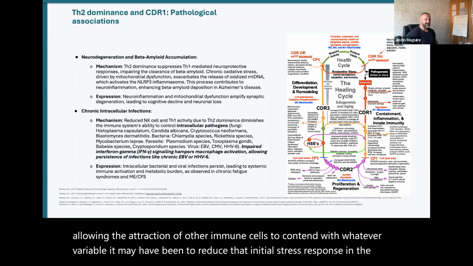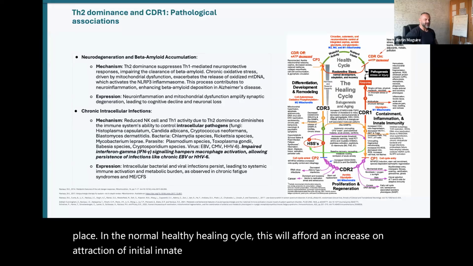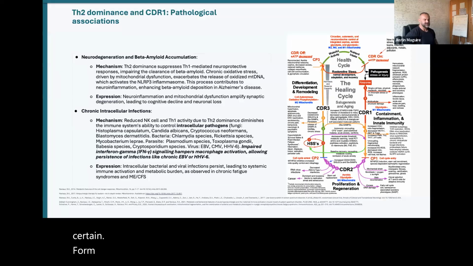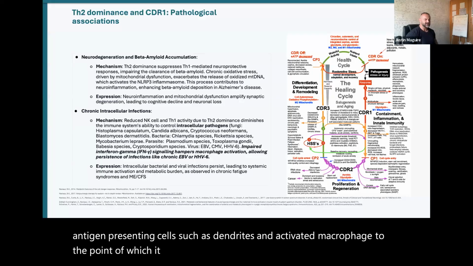In the normal healthy healing cycle, this will afford an increase in attraction of initial innate immune cells, which will be able to detect a certain form of antigen, presenting that antigen in different forms of antigen-presenting cells, such as dendritic cells and activated macrophages, to the point at which it will encourage a T and B cell response.